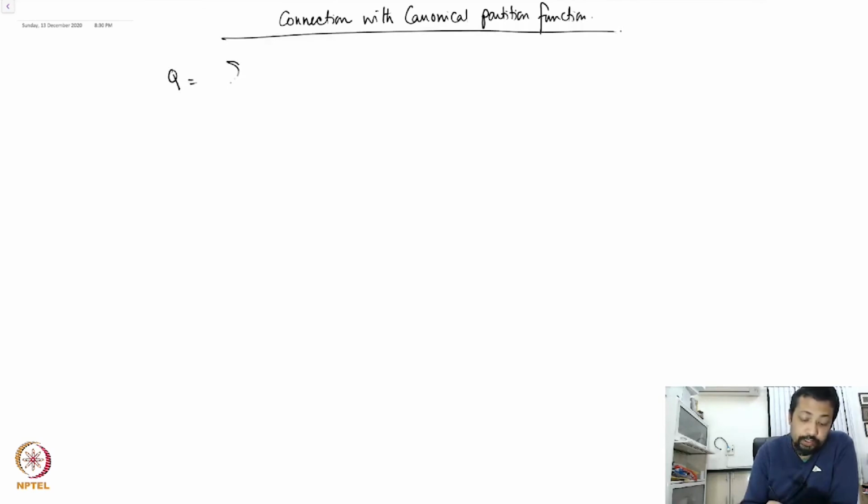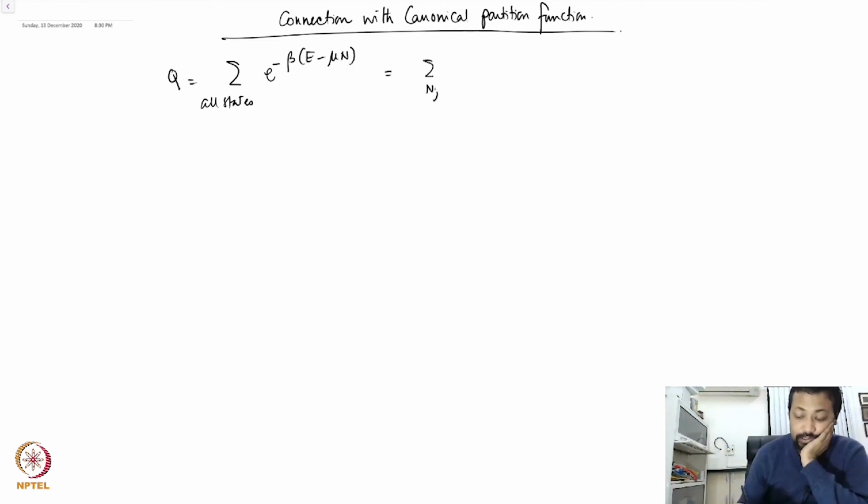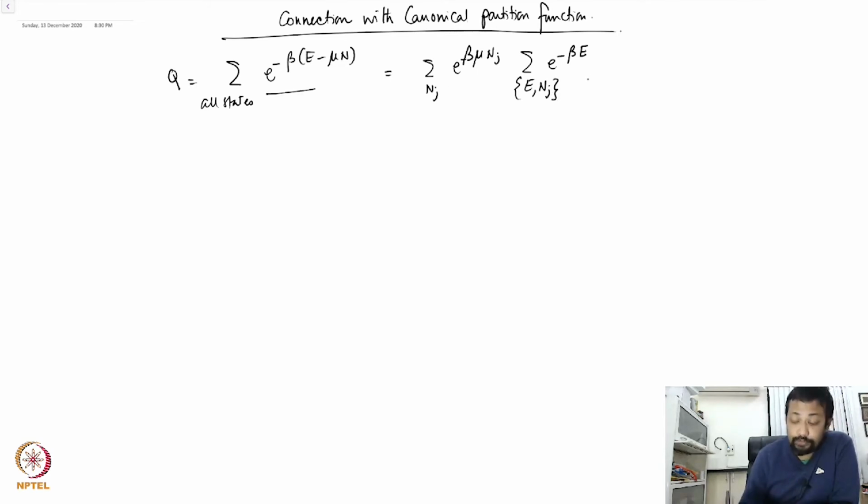So Q is the sum over all states e to the power minus beta e minus mu n, right? Which means that this is going to be sum over nj e to the power beta mu nj times the sum over all the possible energy states e to the power minus beta e. But to be very explicit over here, one has to say e comma nj. So this sum I can split into two sums, right?